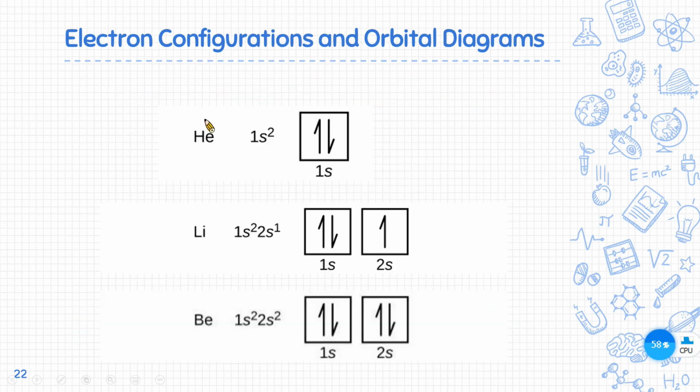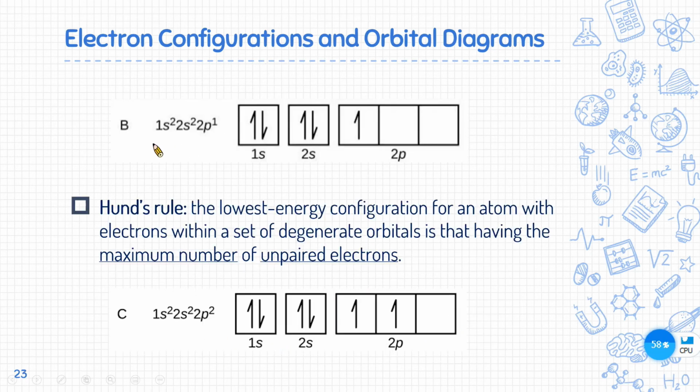Here are some more examples. Helium, the atomic number is 2, has 2 electrons here, and lithium has 3 electrons here. Beryllium has 4 electrons here. Boron here has 5 electrons, and here it is following Hund's rule.